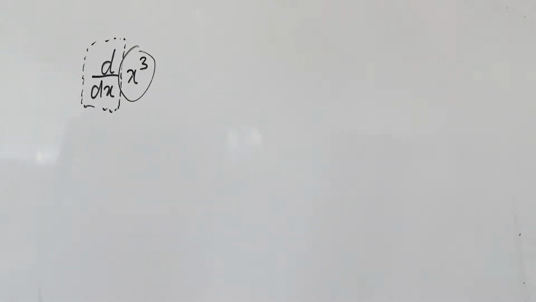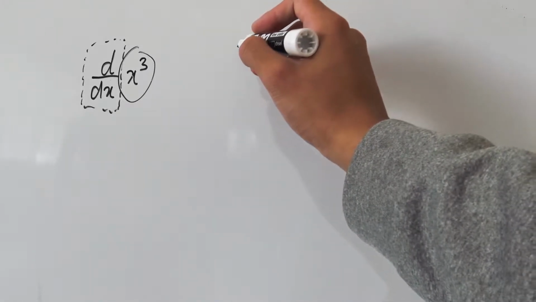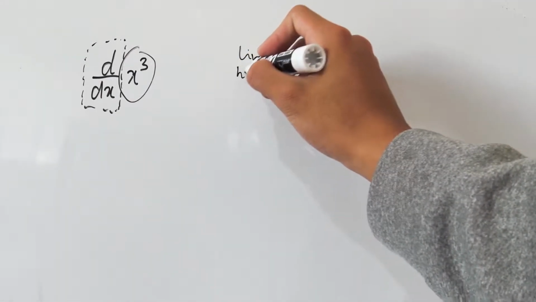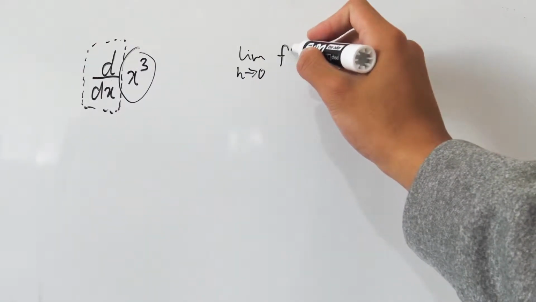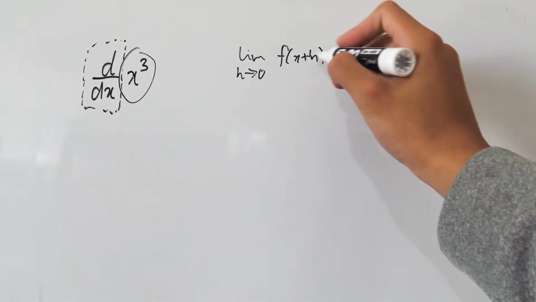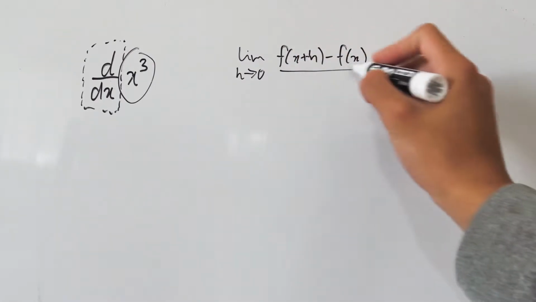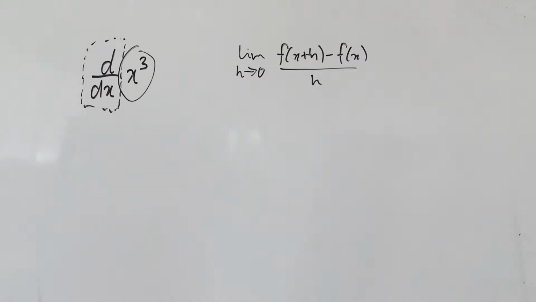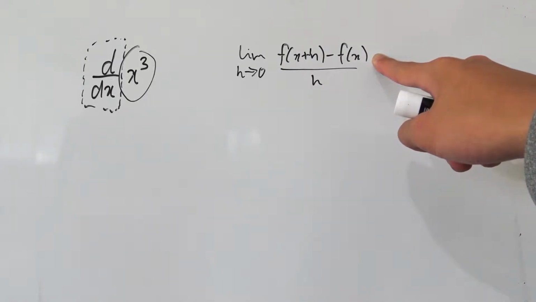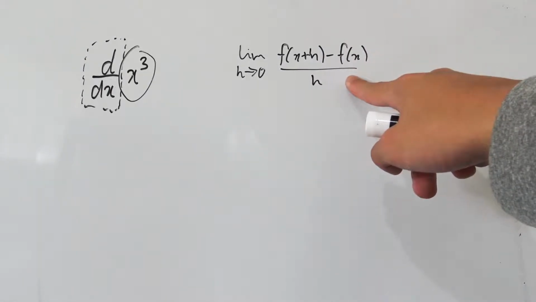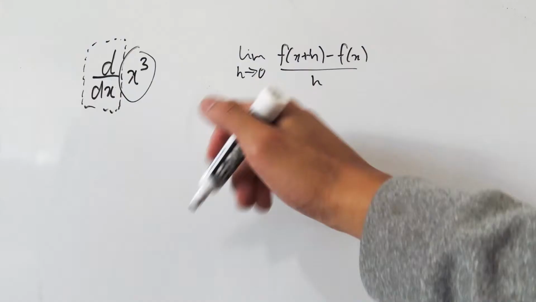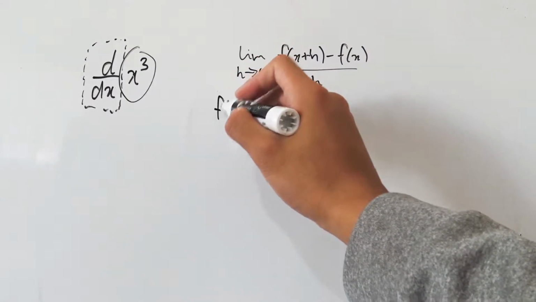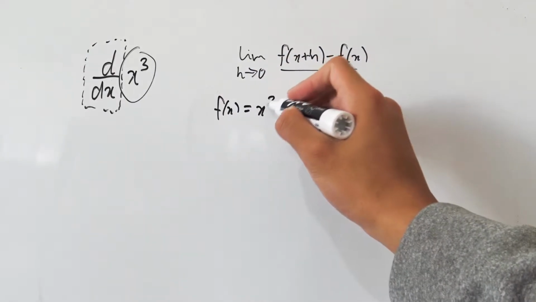And remember, to find the gradient of a function, we can always go back to our best friend, first principles, which says that the limit as h approaches 0 of f of x plus h minus f of x over h. And remember, we have the limit here because we want an accurate gradient that is tangent to our curve. And this numerator here is just the difference in the y value, so the rise, and we have the run on the denominator right here. So our function in this case is just f of x equals x cubed.